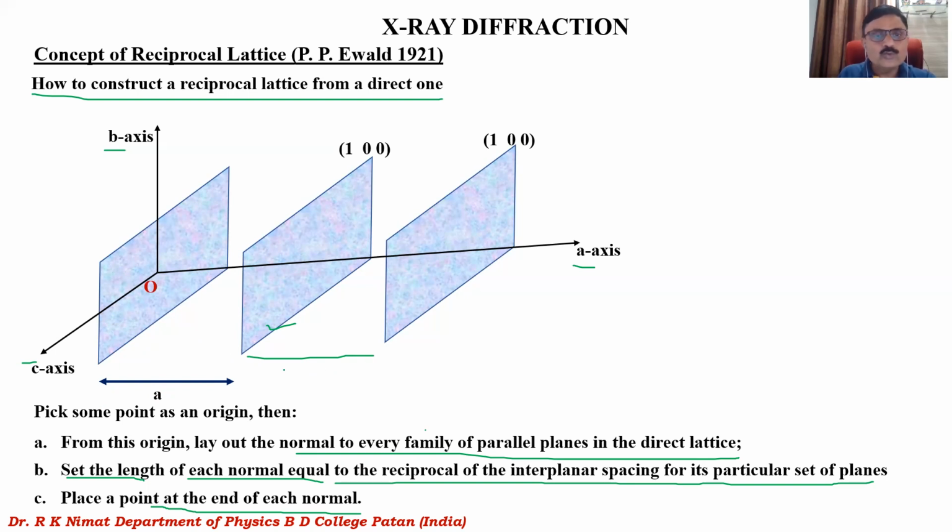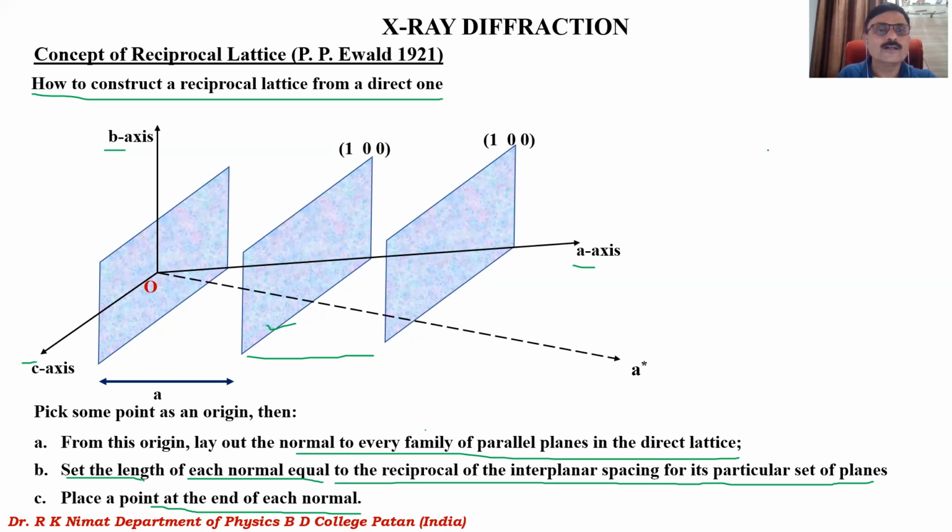Now what we have to do, as we have discussed, is construct the reciprocal lattice. First of all, we have to draw a normal to the set of parallel planes. All these are parallel planes and we have to draw the normal, and that normal can be shown somewhat like this. Suppose this is the normal, and the second step is that we have to take the length of the normal which is equal to the reciprocal of the interplanar spacing.